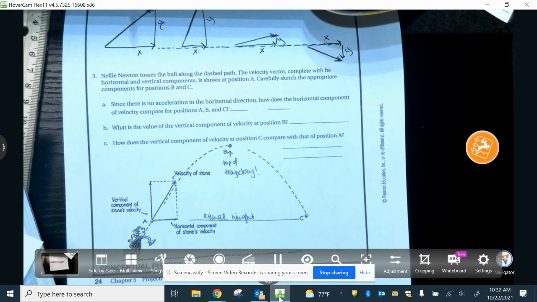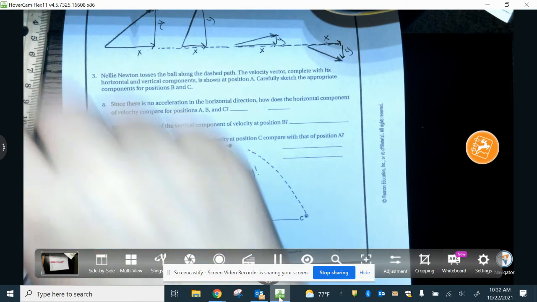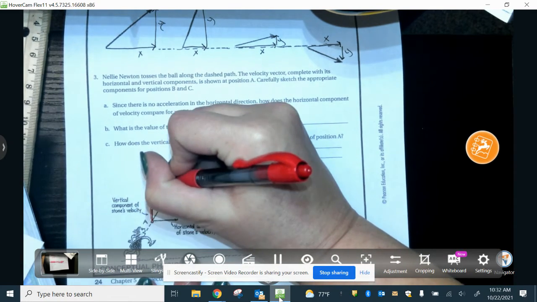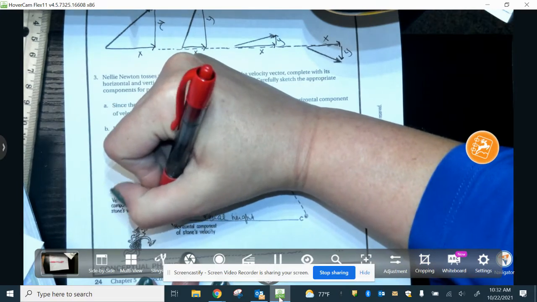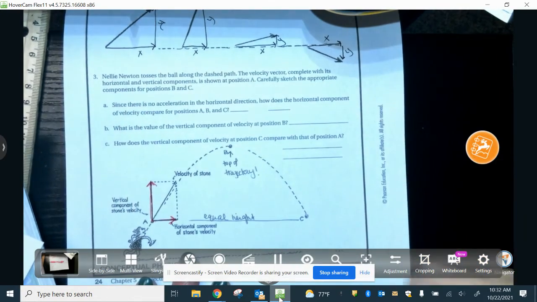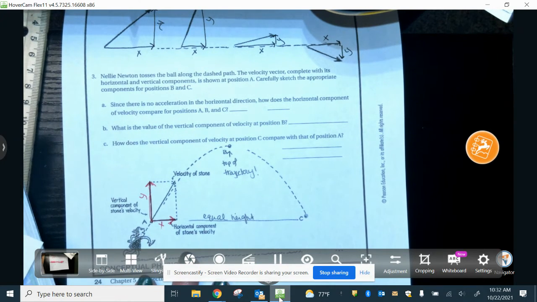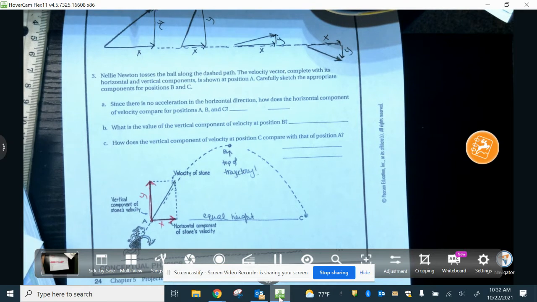All right, it says Nellie Newton tosses a ball along the dashed path. The velocity vector, complete with its horizontal and vertical components, is shown in position A. So what it's saying is this is my vertical component at A. This is my horizontal, or this is my Y, that's my X. Since there's no acceleration in the horizontal direction, on this T-chart, we know that for a of x, we put a 0.